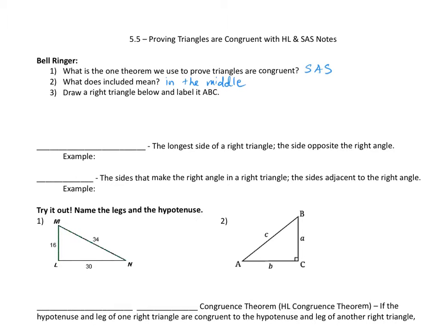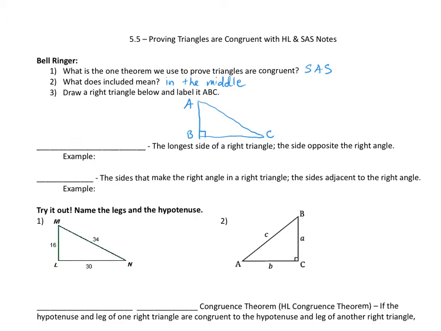And then number three, draw a right triangle below it and label A, B, C. So let me do that right now. So we'll say right triangle. And we can always tell it's a right triangle by putting our box here in this corner, saying this is going to be right. So we'll say this is A, B, and C.